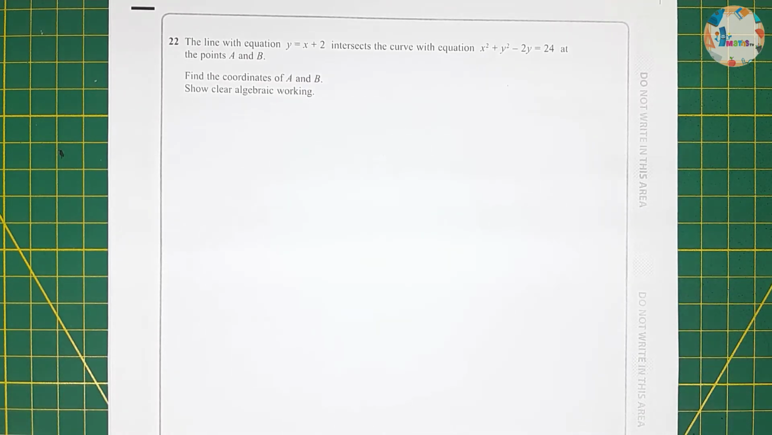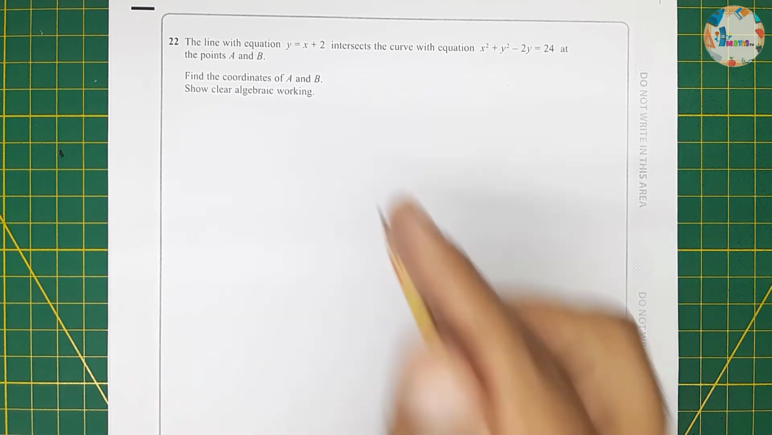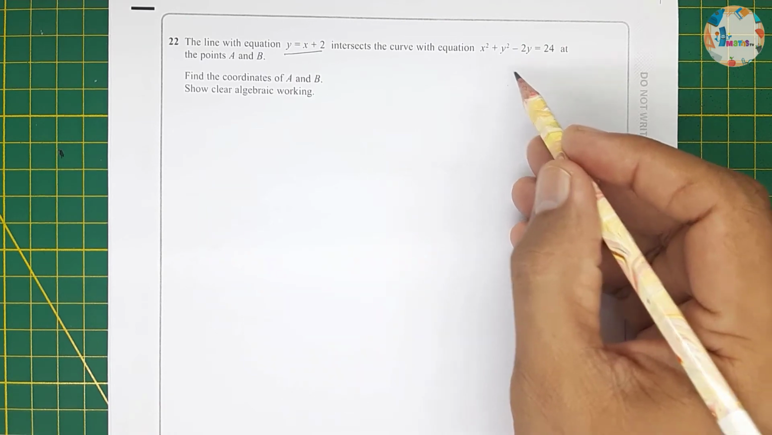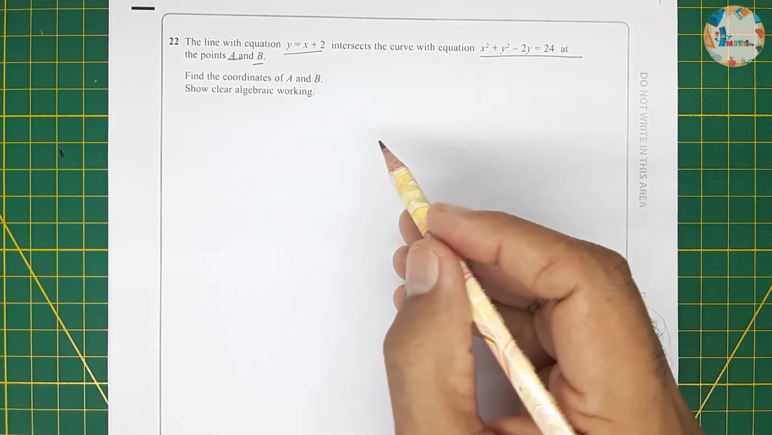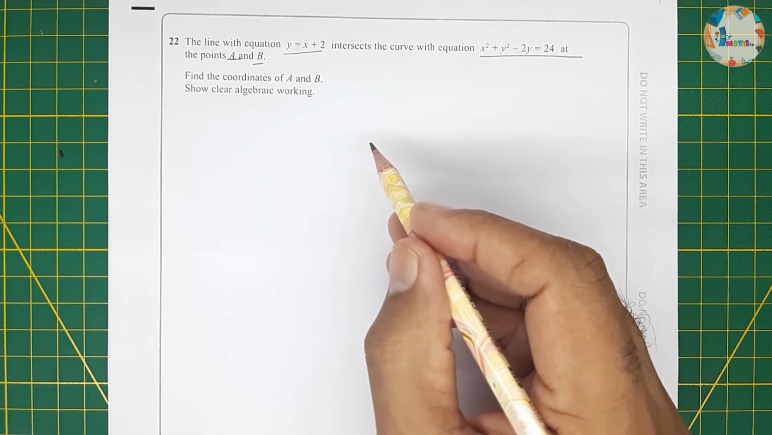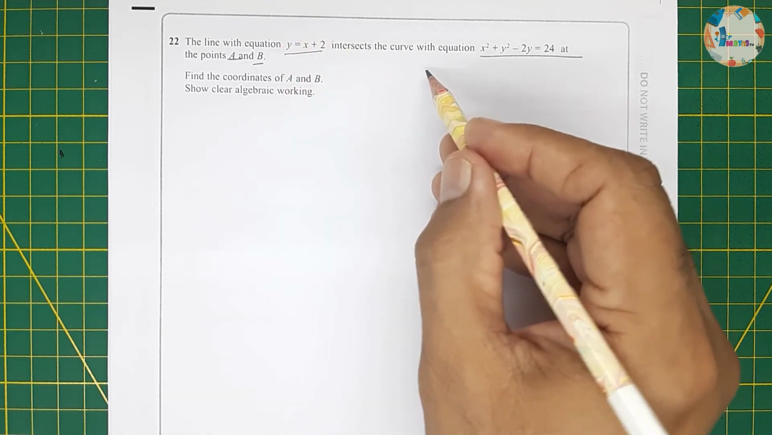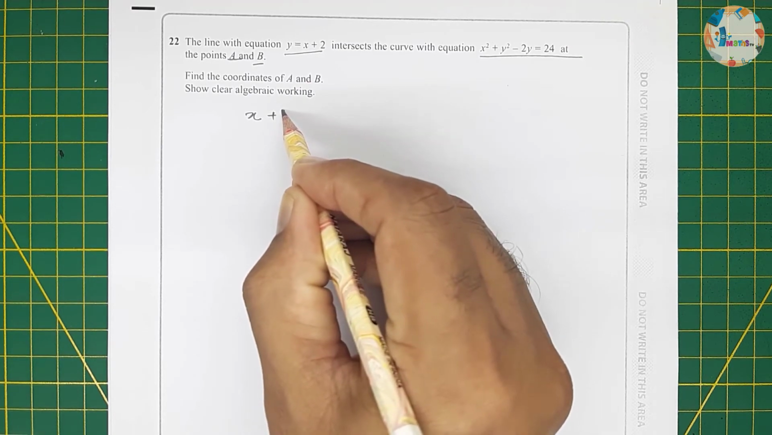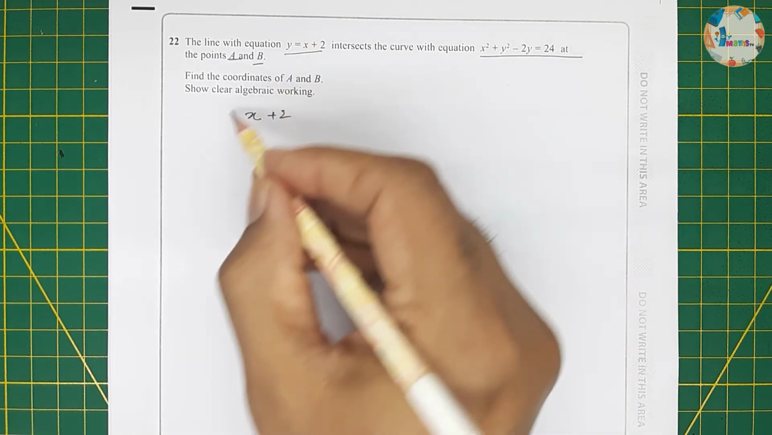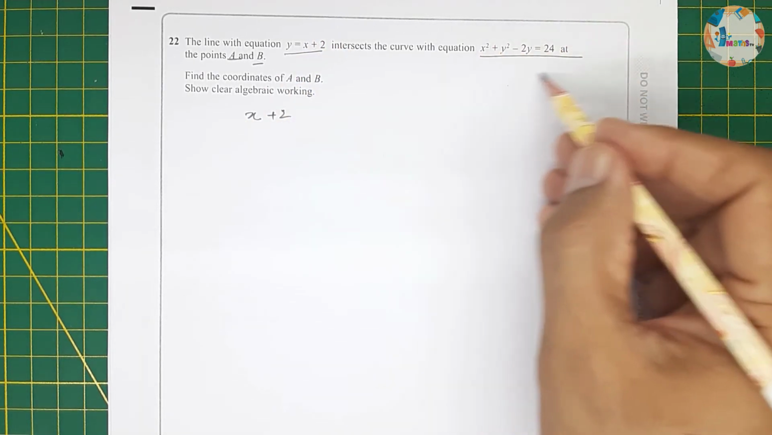Now question 22. The line with equation y is equal to x plus 2 intersects the curve at the points A and B. Find the coordinates of A and B. We have to find the coordinates of A and B, and because this line is intersecting the curve, we will equate them to find the points of intersection. So what we can do is replace y with x plus 2 in this equation.